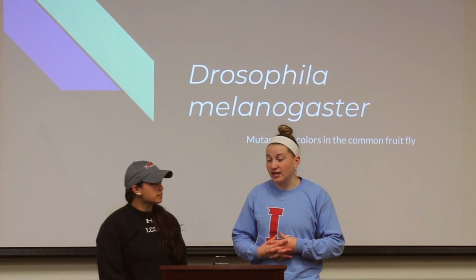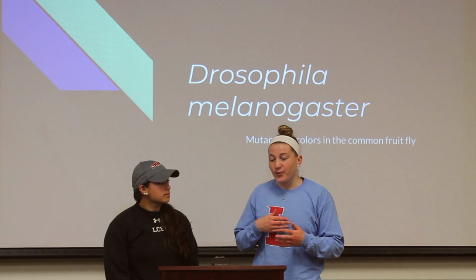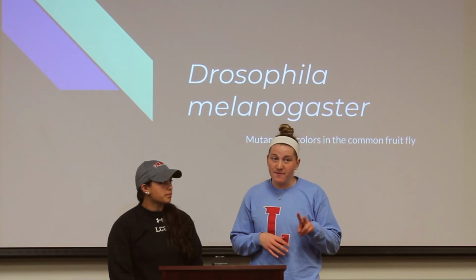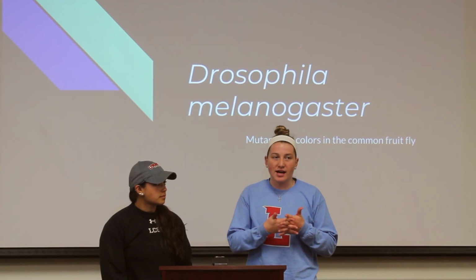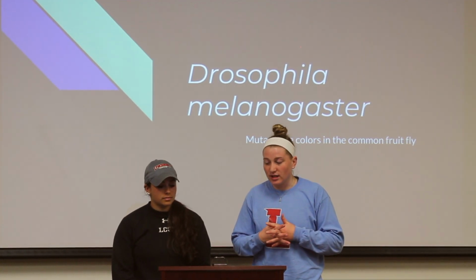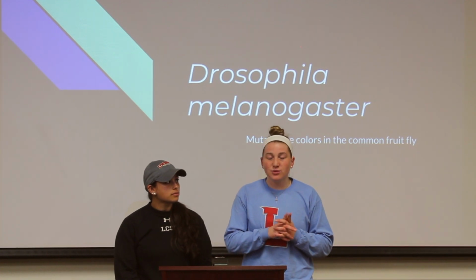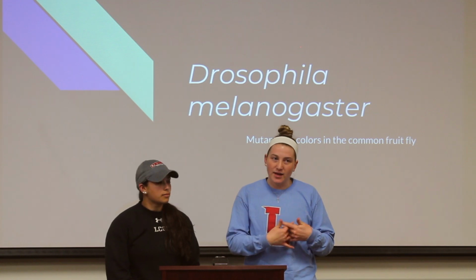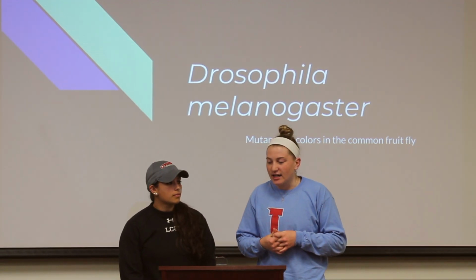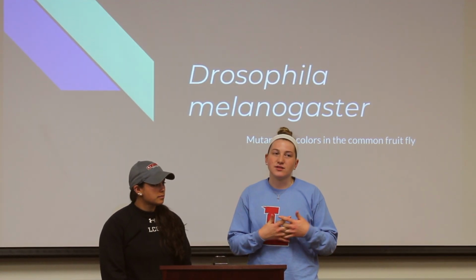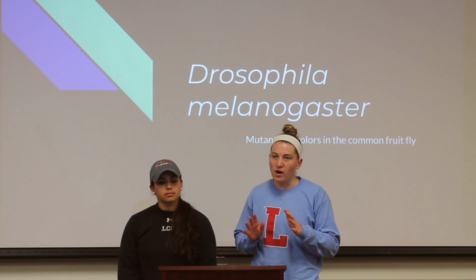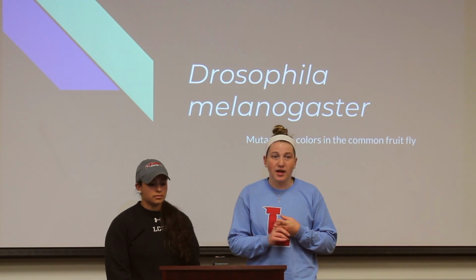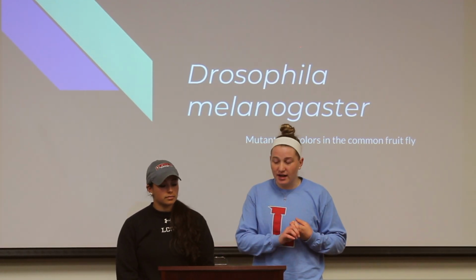That's really interesting, actually. There are two mutations for the eyes. The wild type is red eyes, and that's what T.H. Morgan used a lot in his experiments. The two mutations are white eyes or sepia eyes. Our focus today will be sepia eyes, and there are two types of inheritance for these mutations: one is autosomal and one is sex-linked. The sex-linked is the white eyes, but the autosomal would be the sepia eyes.